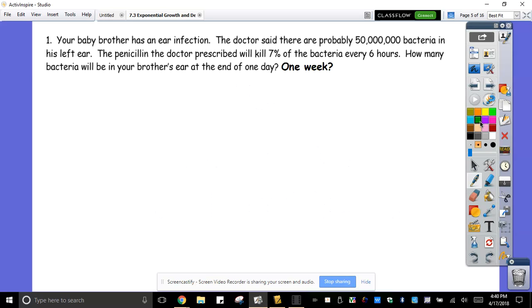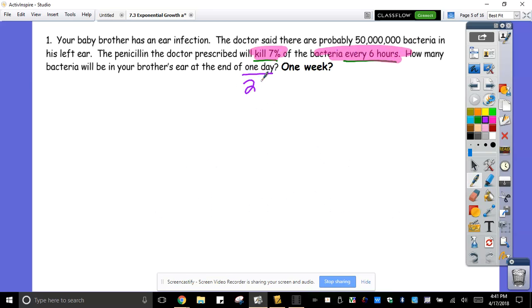So your baby brother has an ear infection. The doctor said there will be 50 million bacteria in his left ear, and it kills 7% of the bacteria every 6 hours. Take note, the 7% occurs every 6 hours. You gotta pay attention to the time frame for each rate. How many bacteria will be in your brother's ear at the end of one day?